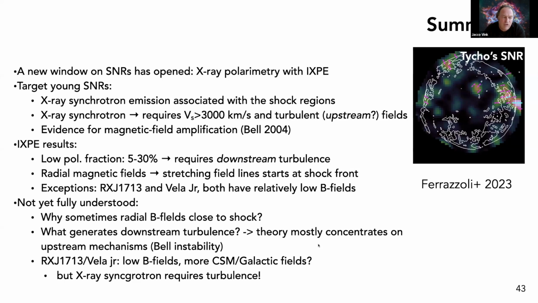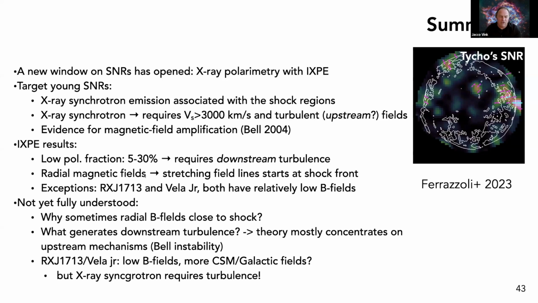And the IXPE results are that we generally find a very low polarization fraction, 5 to 30%. For Cas A, the lowest, around 5%, which also requires quite some downstream turbulence. I didn't go much into that, but we don't know that much about what level of turbulence is there downstream, but now we have an observational measurement. In young remnants, we mostly find a radial magnetic field, except in RX J1713 and Vela Junior, which are the oldest of the two. So X-ray synchrotron is not equal to being a radial magnetic field.